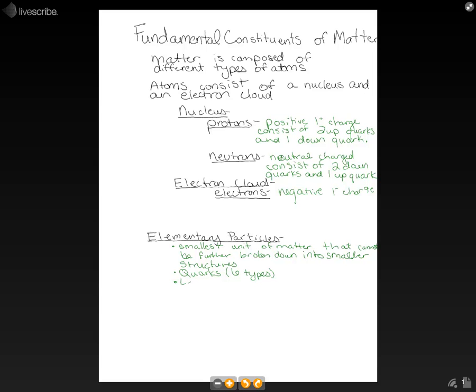Next we have leptons. And there are 6 different types of leptons. So that's just for your own information. You don't really talk about quarks or leptons unless you're in really advanced, like college physics maybe. But this is a brief introduction on fundamental constituents of matter.